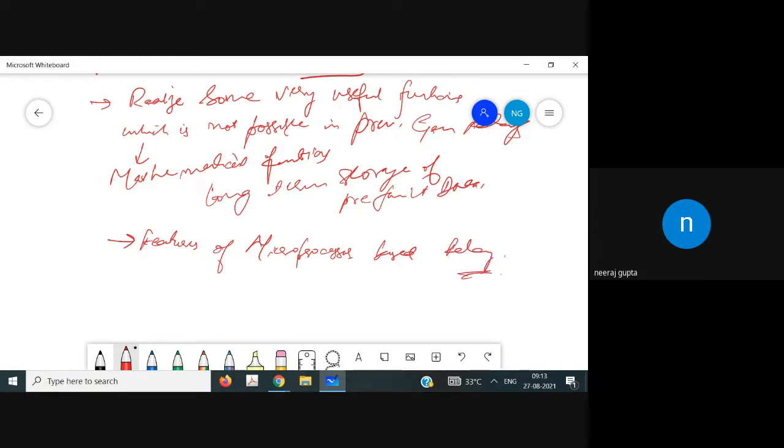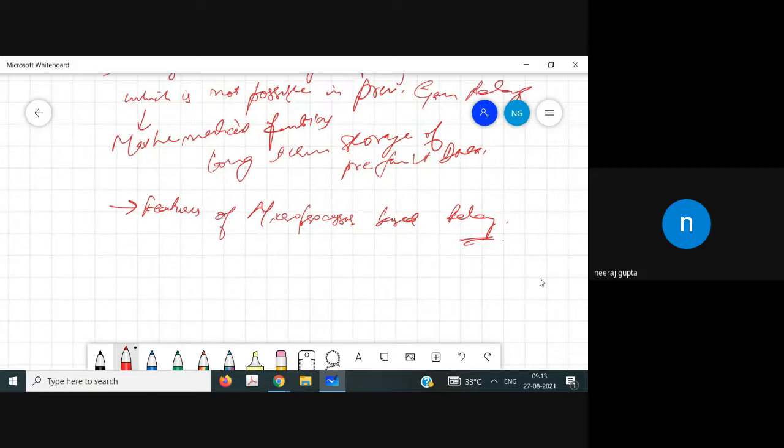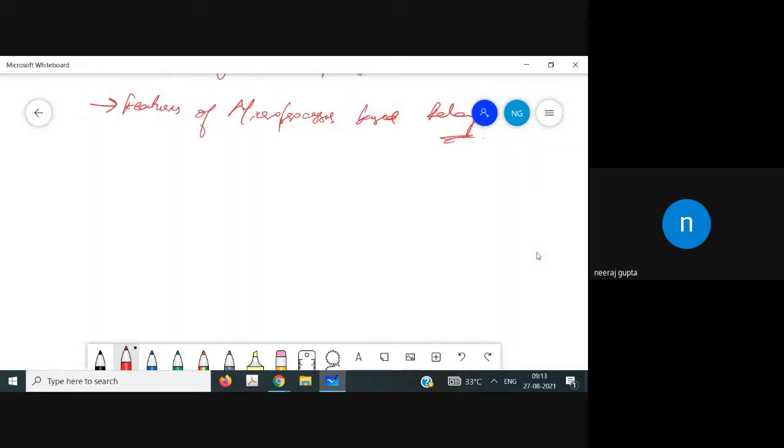Now next is the adaptive relay. The philosophy of this kind of relay was presented in 1989, and so the question arises: why is there a need for an adaptive relay?